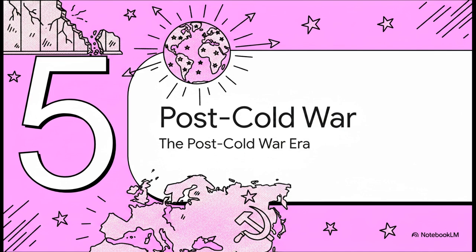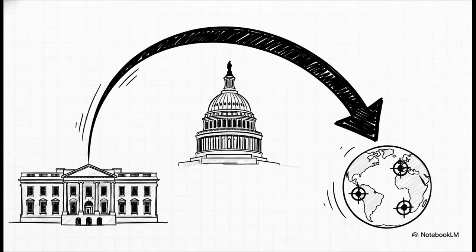Section 5, the post-Cold War era. With the collapse of the Soviet Union in 1991, the U.S. emerged as the world's sole superpower. In this unipolar era, U.S. priorities shifted from containing communism to tackling a totally complex web of global issues.